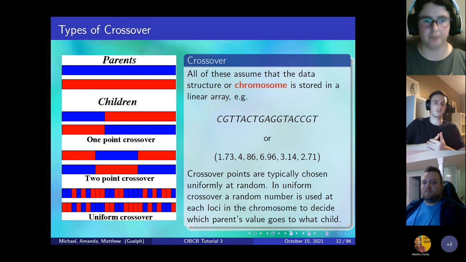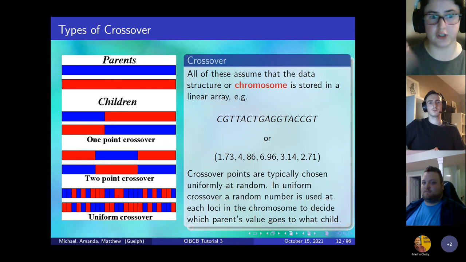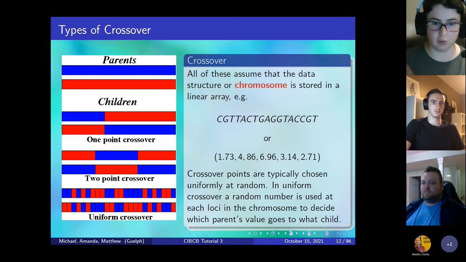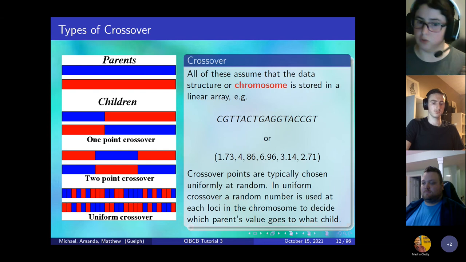So, there are different kinds of crossover, some of which we'll be very familiar with from a biology standpoint. For example, one-point crossover is just taking the chromosome from one parent and the chromosome from the other parent, and then making a single cut and exchanging pieces. Same with two-point crossover, only there are two cuts. We can have uniform crossover, where it's broken up into more pieces. Crossover points are typically chosen uniformly at random. And when you're doing uniform crossover, you are deciding at each locus which parent's value goes to which child.